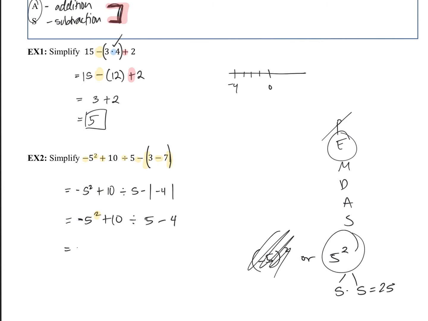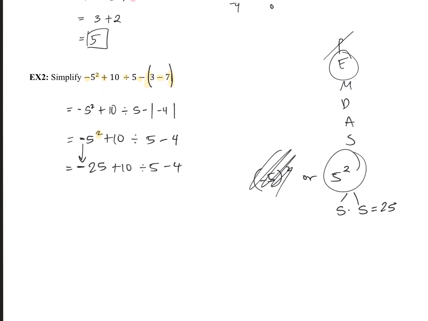Okay, so we're going to have the opposite of 25. Notice that negative comes down. It's important. This is often something students do have problem with, so keep an eye on that. Plus 10 divided by 5 minus 4. I just wrote everything else down.